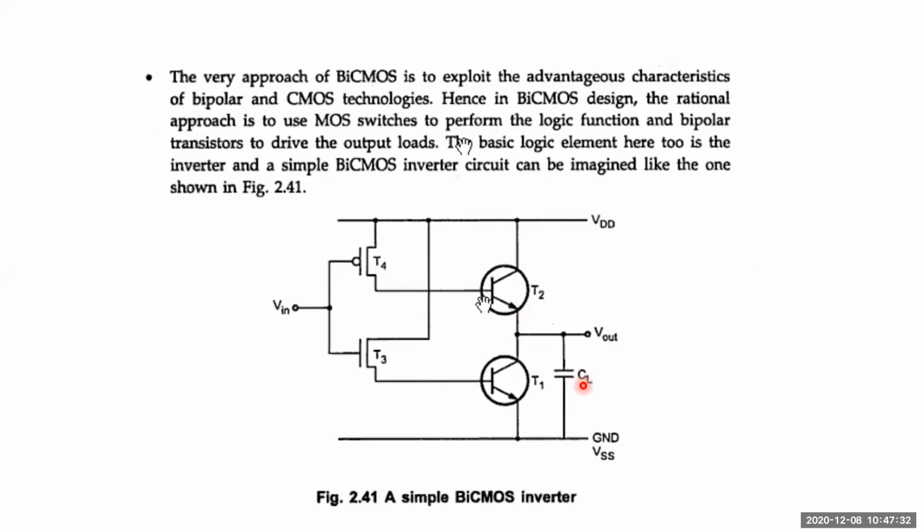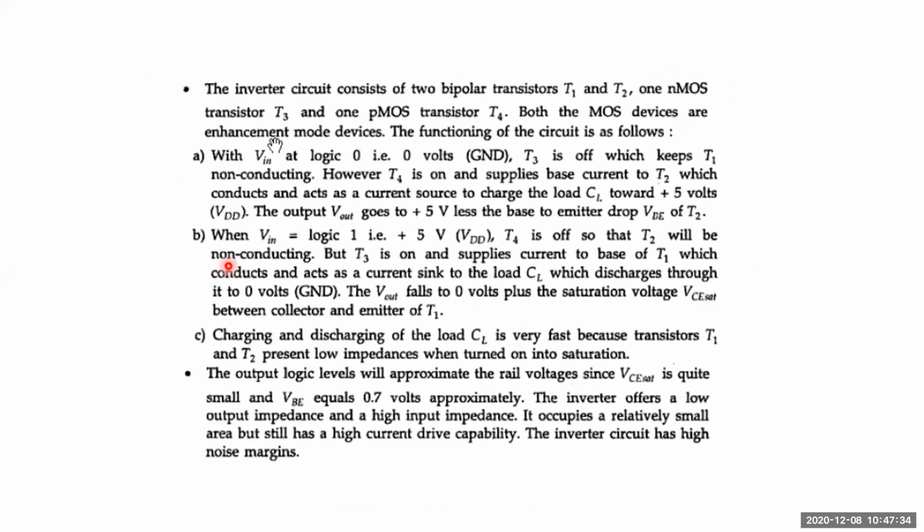Coming to the next case, whenever the input is equal to logic 1, here the input is equal to VDD, logic 1 means VDD, which is 5 volts, your T4, the PMOS, is off. Whenever the PMOS is off, then T2, the second BJT, will not be conducting.